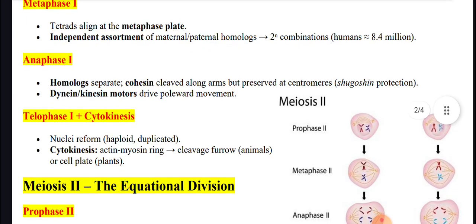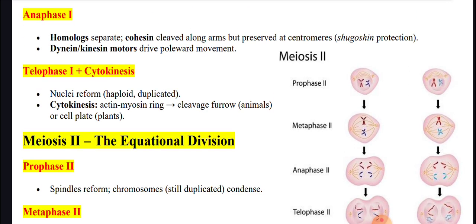Okay, so homologs have separated. Finally, we reach telophase I and cytokinesis. Right. The separated homologous chromosomes arrive at the opposite poles of the cell. In some species, the nuclear envelopes actually reform around these chromosome clusters. And crucially, at this stage, the cell is officially haploid, N.